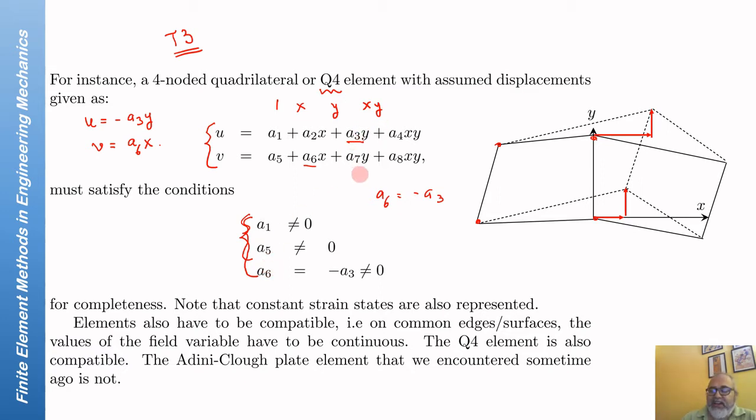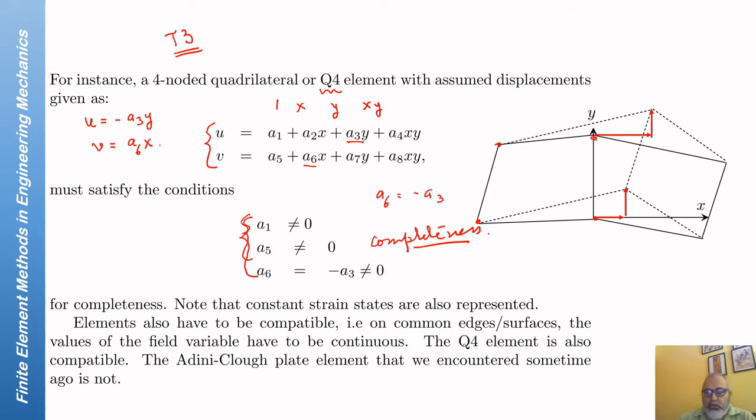It obviously satisfies the constant strain state because x, y are included, and this would make the strain more than the constant. So that condition, this constant strain condition, is satisfied. And if these are satisfied, then the element would satisfy the property of completeness. Okay, so you need to check for every element whether it is complete or not.